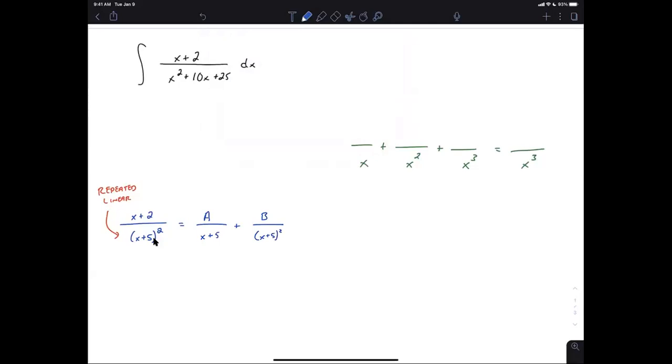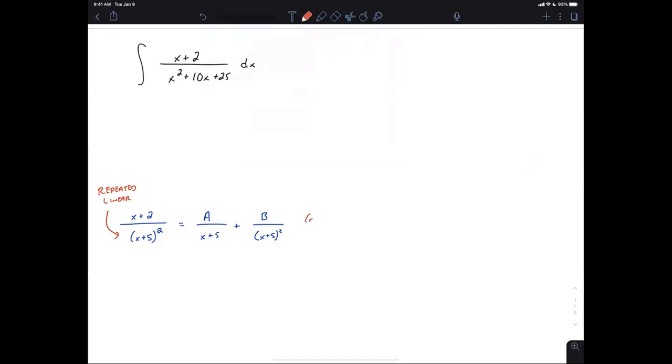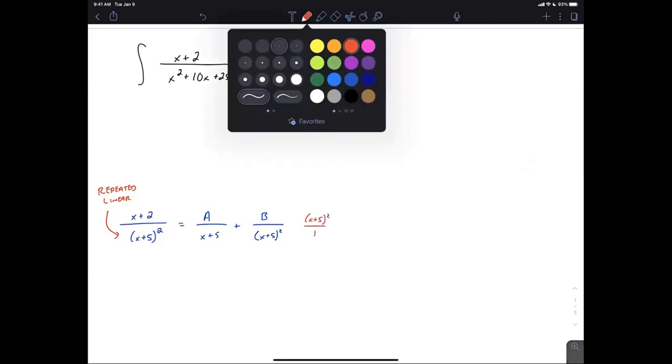Okay. Does that make sense, everybody? Okay, now we're going to solve this for a and b just like we did before. What we're doing is the same, but the algebra looks a little different. So when we multiply through by the common denominator, it is x plus 5 squared, and we think of it as being over 1.